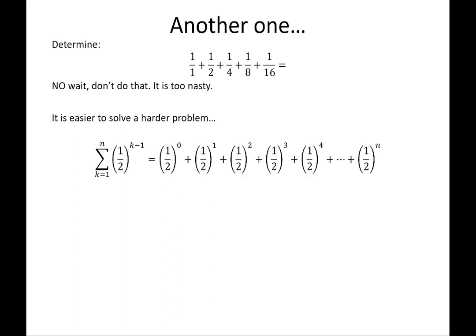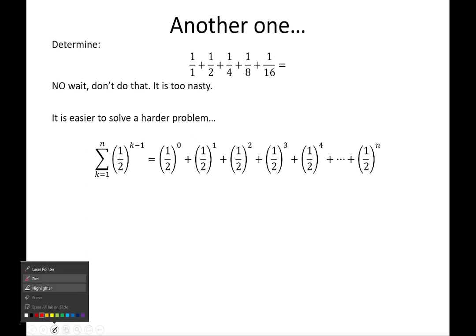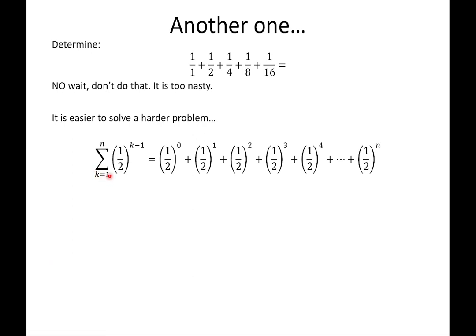we could imagine solving a slightly harder problem. The sum from k equals 1 to n of 1 over 2 to the power of k minus 1, which looks really strange, but let's break it down. So this notation, k equals 1, means that's where we're starting our sum. So the first term in our sum is what we would get if we replace the k in this expression with 1. So 1/2 to the power of 1 minus 1, which is 1/2 to the power of 0.